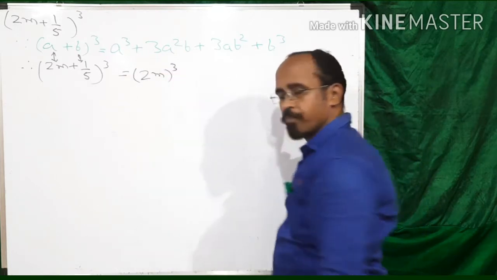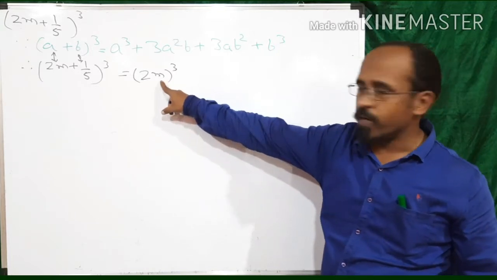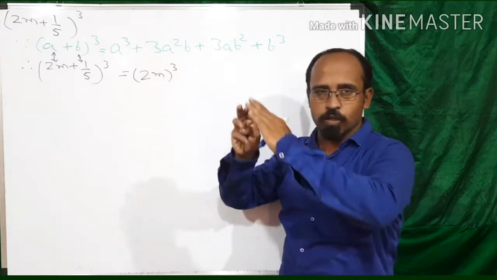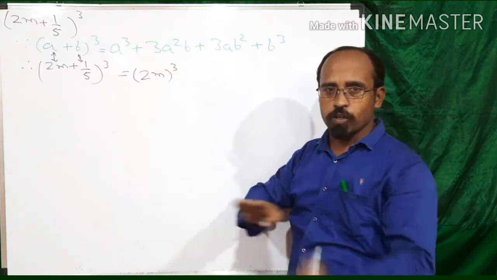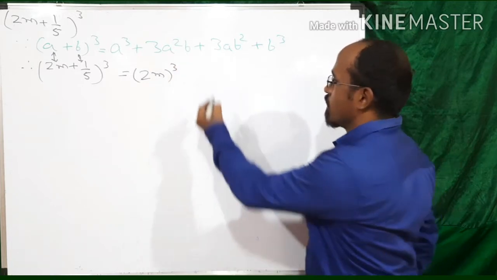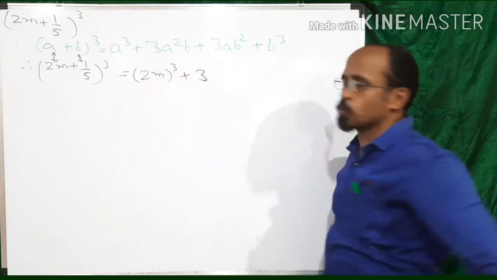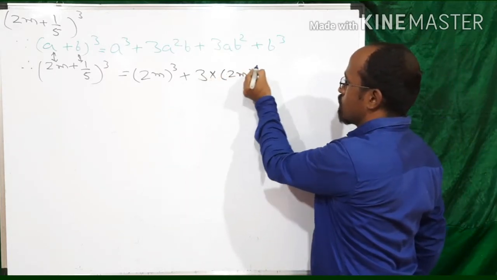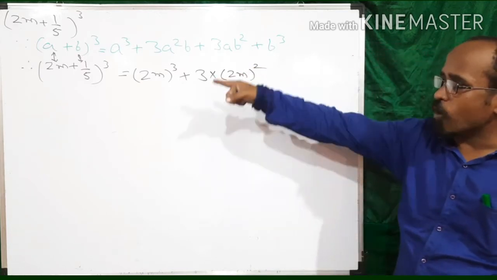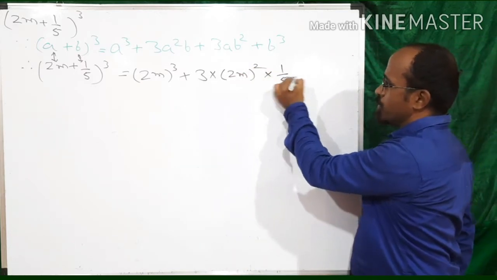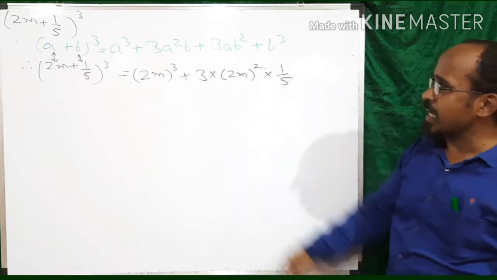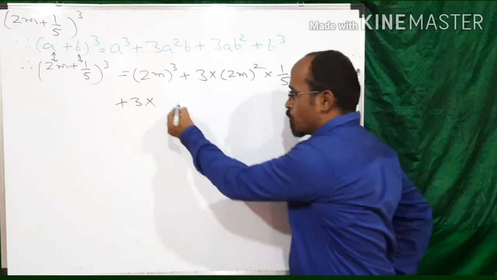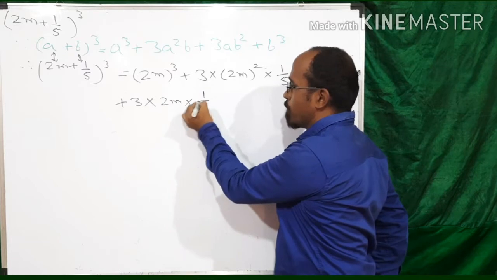(2m)³, right? The variable and coefficient are not alone, they are together, one term, hence we have enclosed it within a bracket. So (2m)³ plus 3 into a², a is 2m, means 3 multiplied by (2m)² into b. What is b? b is nothing but 1/5. Clear up to this? Plus 3ab², plus 3 multiplied by a. What is the value of a? a is 2m, into b. The value of b is 1/5.